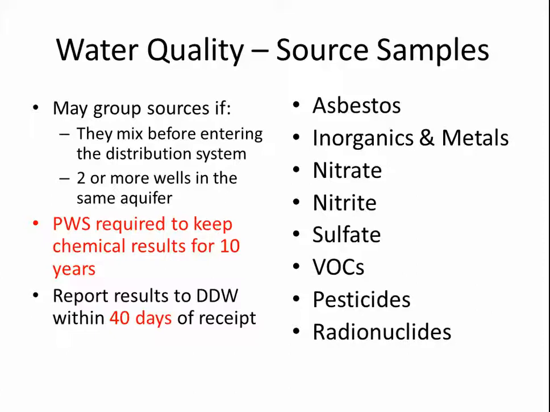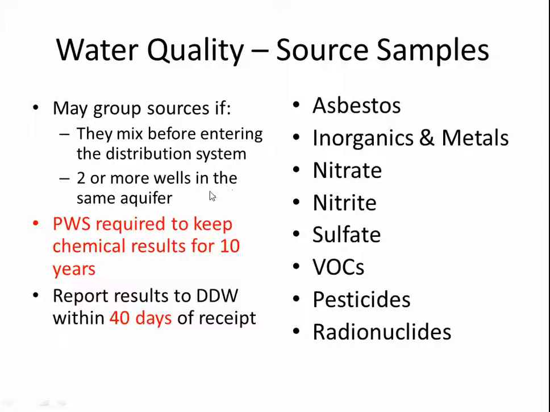So if the source is mixed before entering the distribution system. An example of this is if a water system has 10 springs up a mountainside and they all flow into a storage tank, and they mix in that storage tank before serving any customers. Then instead of sampling for this whole list of 8 or 9 chemical groups at each of those 10 sources, they just sample it once at that storage tank, and that's entry point sampling. That is allowable.